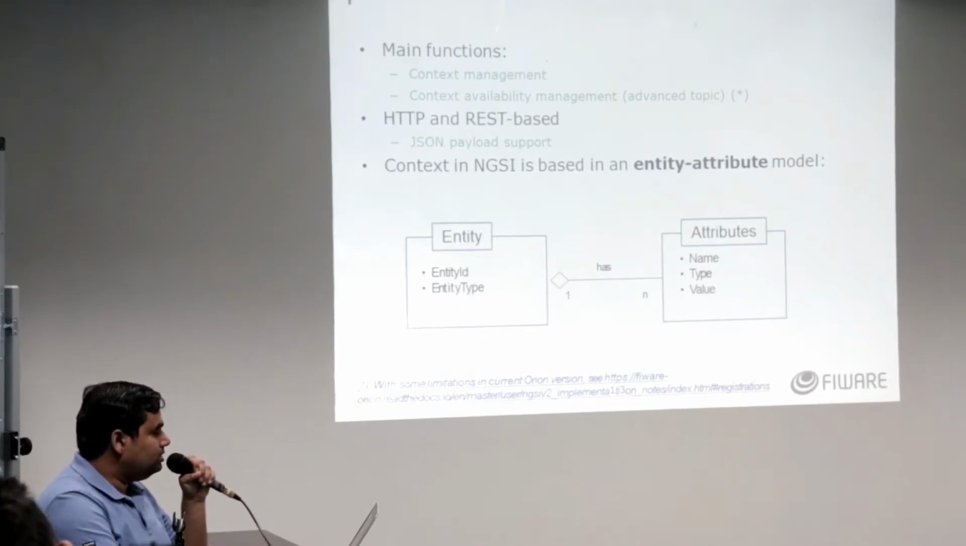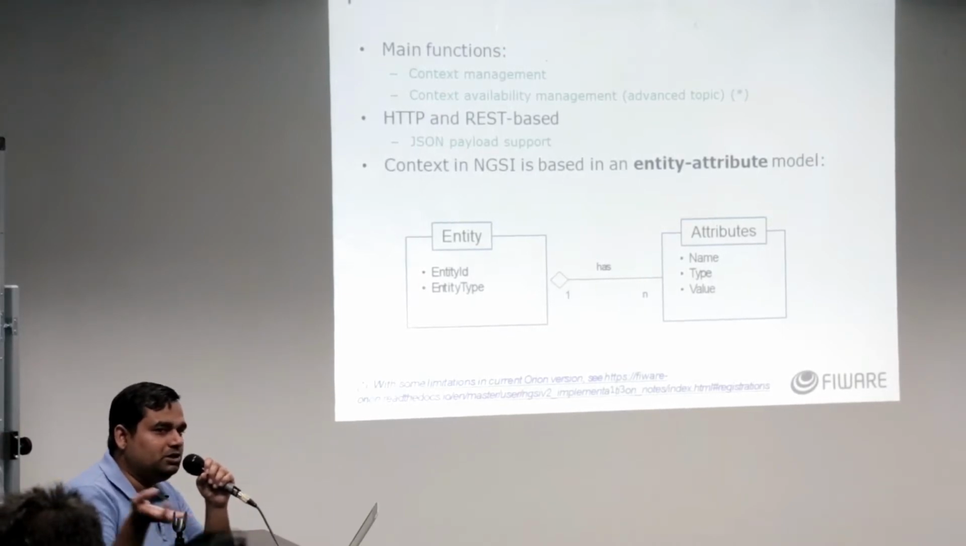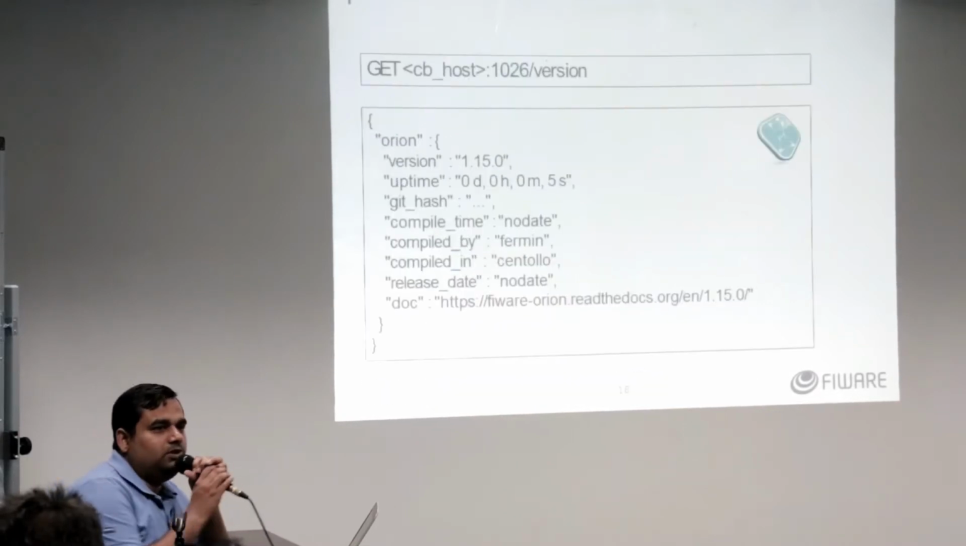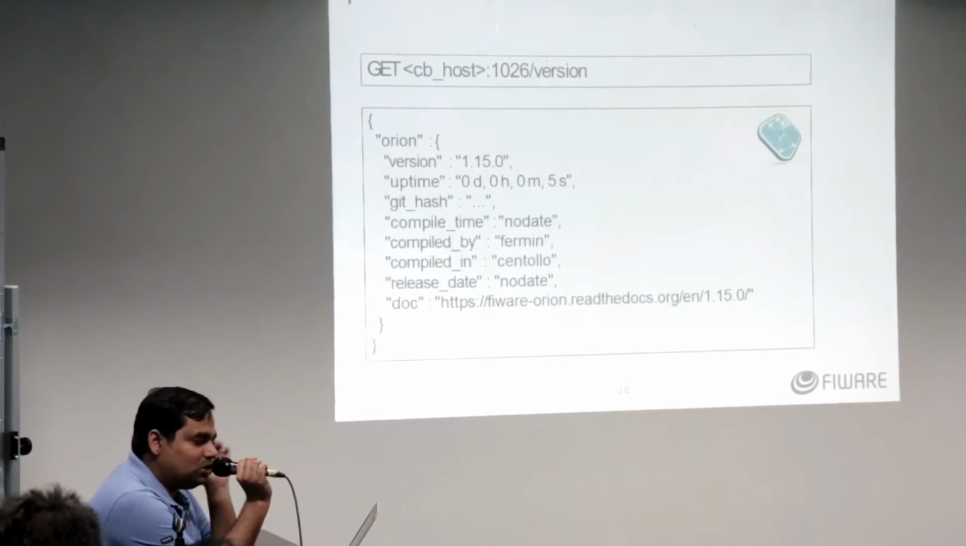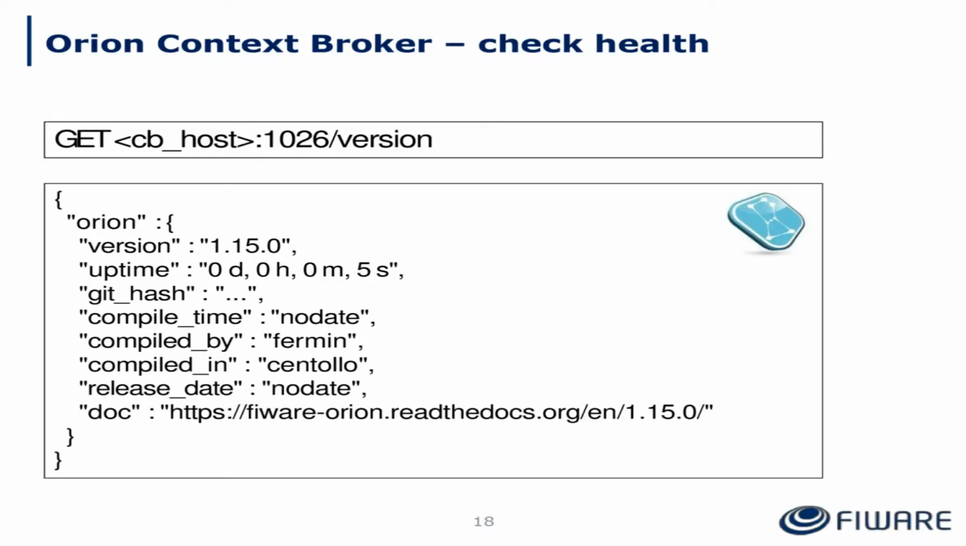And the other ones, which are the attributes, so it can have some attributes as well, like temperature, humidity, pressure, like that. So it's a 1:n relationship between entity and attributes. So once you install your context broker, which, as I told you, is just a piece of software you can easily install, you need to verify if it's successfully installed, okay?